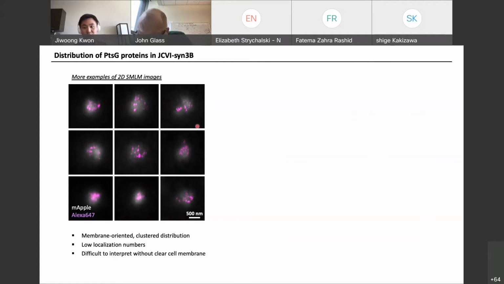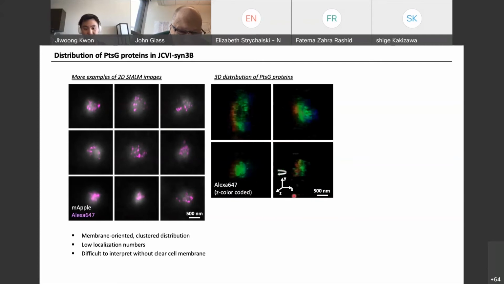Here the gray ones are the wide field images from mApple, and they are merged with the single molecule images represented in magenta. It seems the majority of PtsG proteins are located on the cell membrane, although there are a few exceptions. They are clustered and distributed sparsely in these example images. And 3D SMLM imaging provided a little more details.